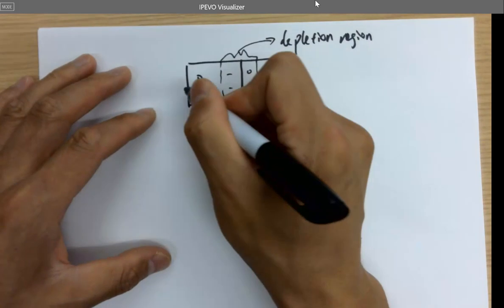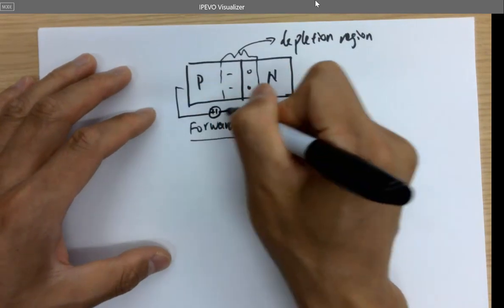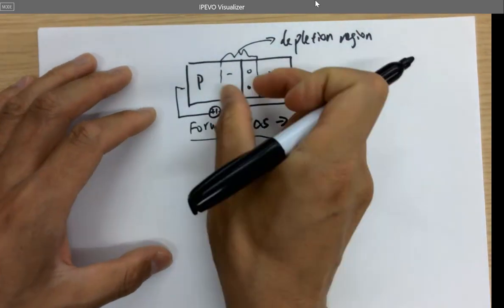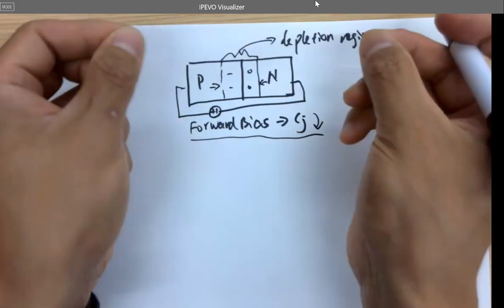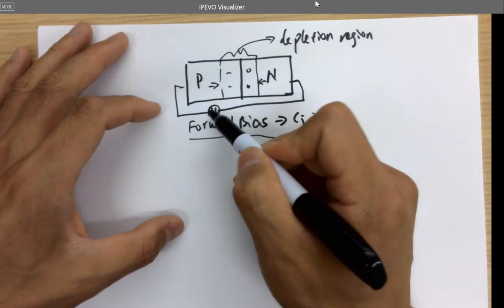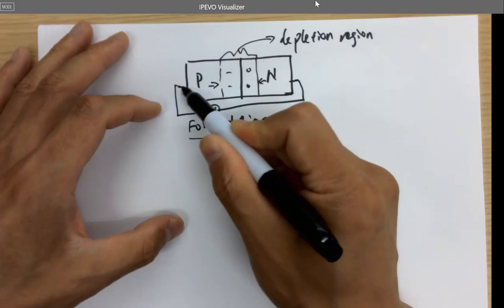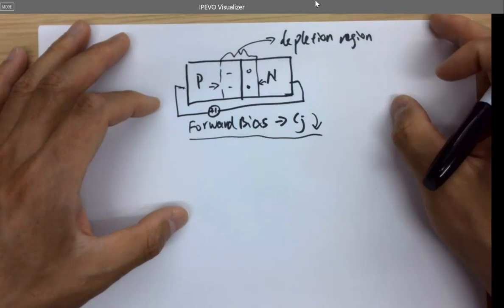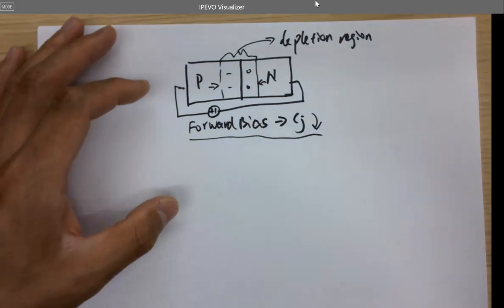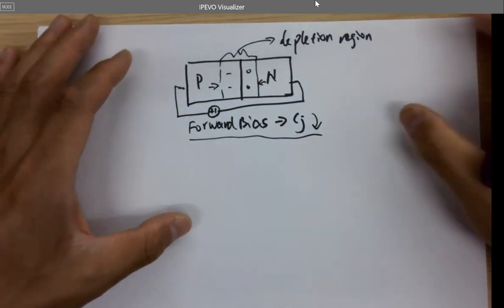If I forward bias it, is this depletion region being pushed thinner or being expanded thicker? Look at this, you got an anode here. The anode is gonna attract electrons, so it's taking electrons away to make it thinner or thicker? Thinner.